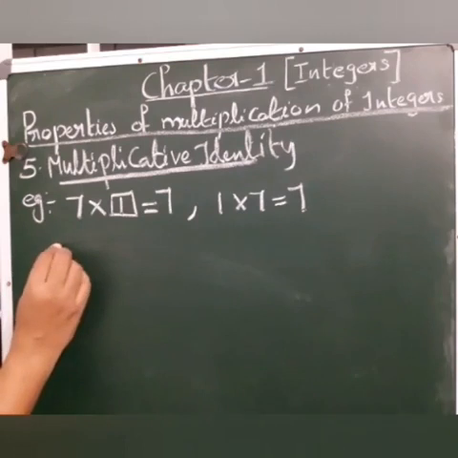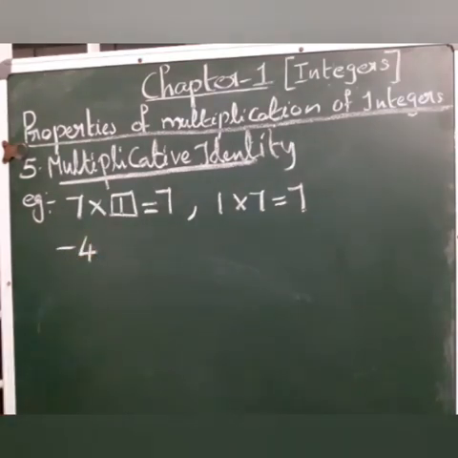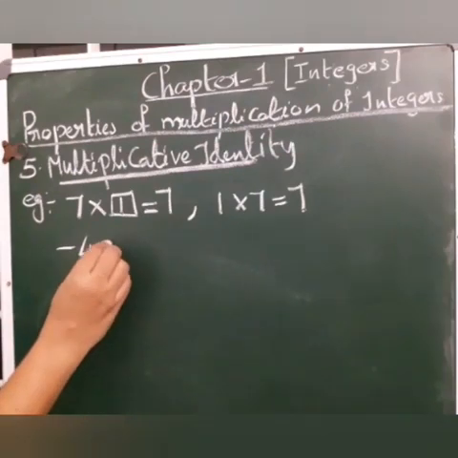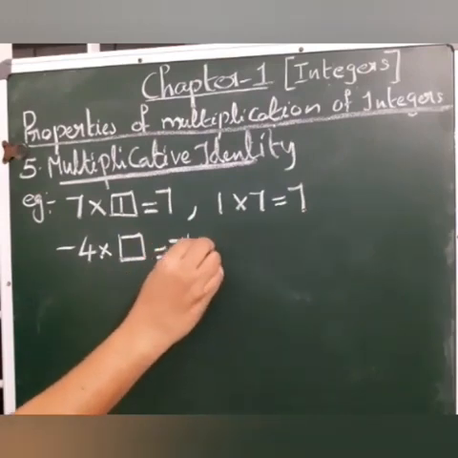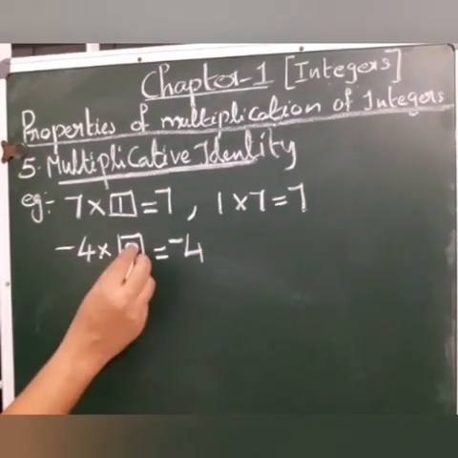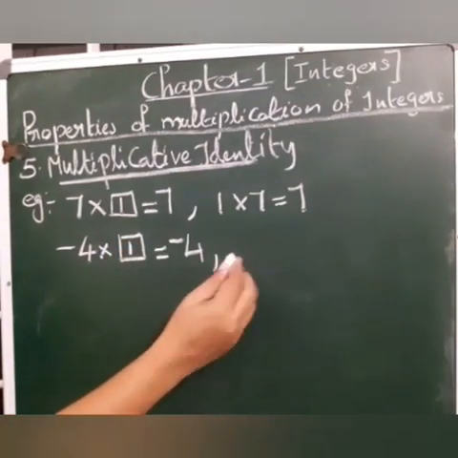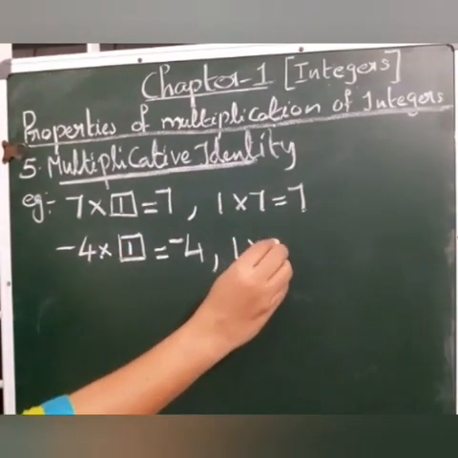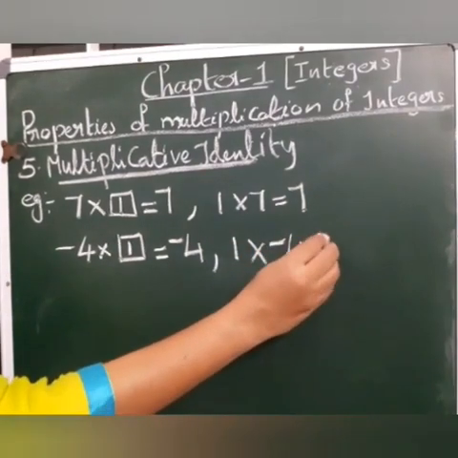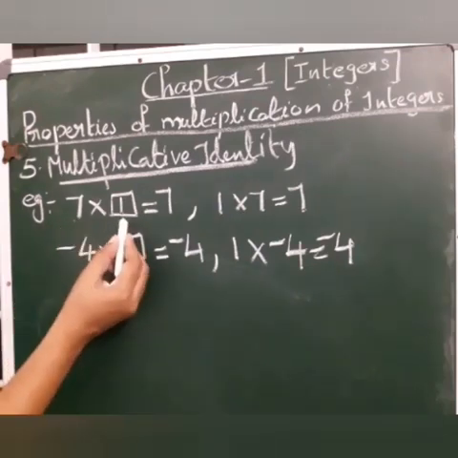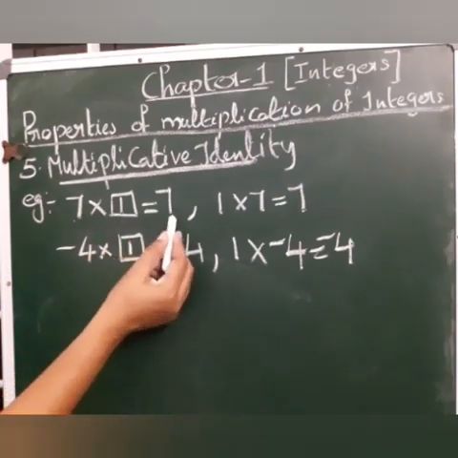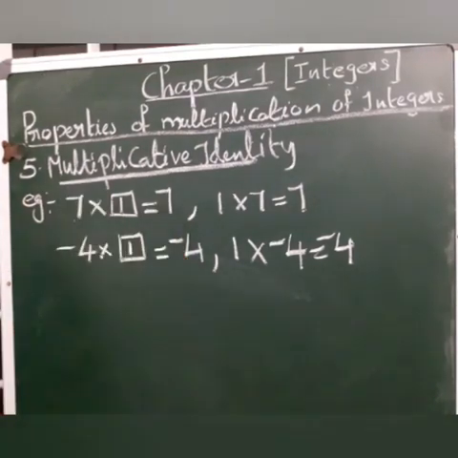Now take one negative integer minus 4. What should be multiplied with minus 4 to get the product as minus 4 itself? The integer is 1. This can be written as 1 into minus 4 is equal to minus 4 because product of two integers are commutative. Thus we find that when the integer is multiplied by 1, we get that integer itself as the answer.